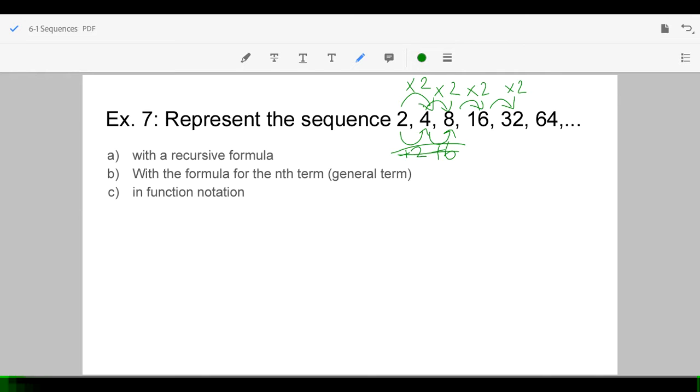Which means that r is 2 because we're multiplying by 2 every time. a is 2 because this is term 1 over here, and it's geometric. So part A, with a recursive formula. So we have to say what we're starting with. So term 1 is 2. Term n, that's the part we need to figure out.